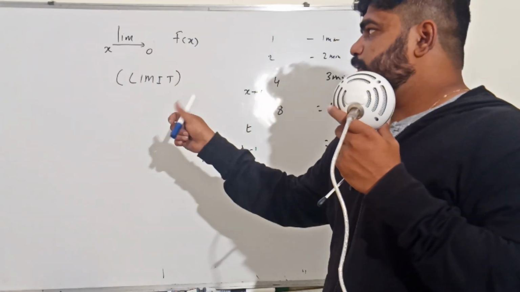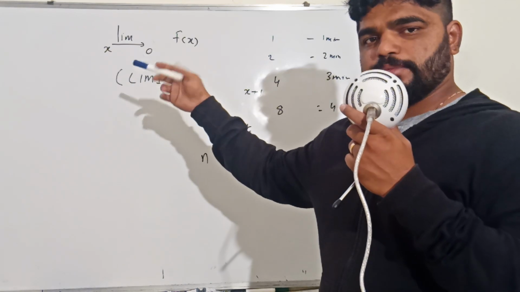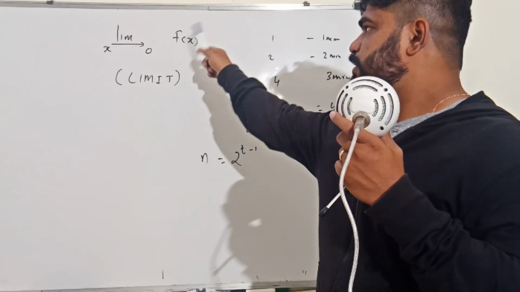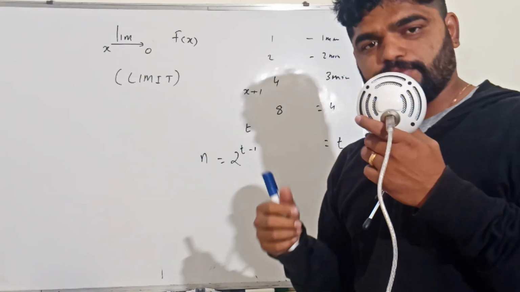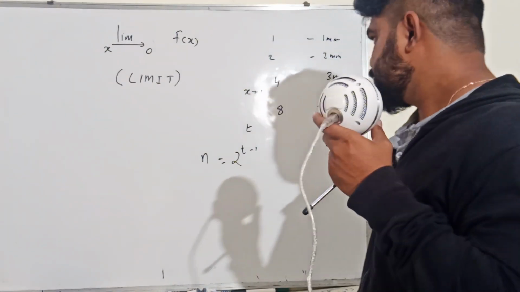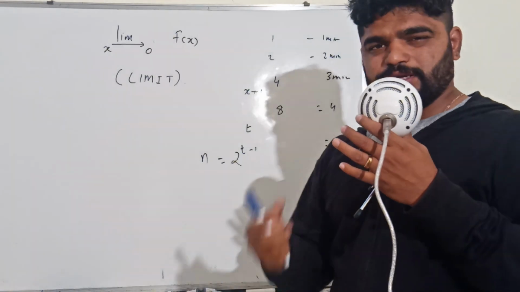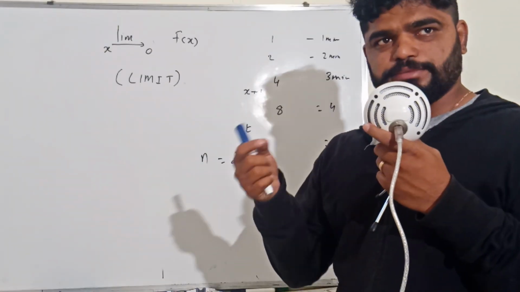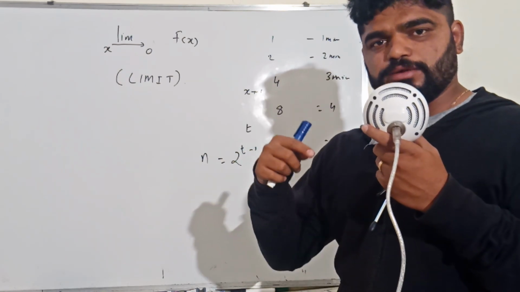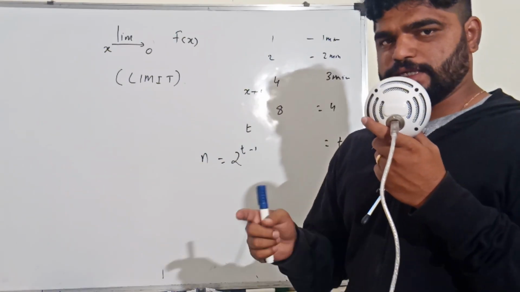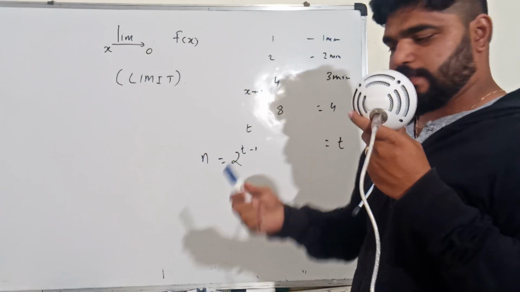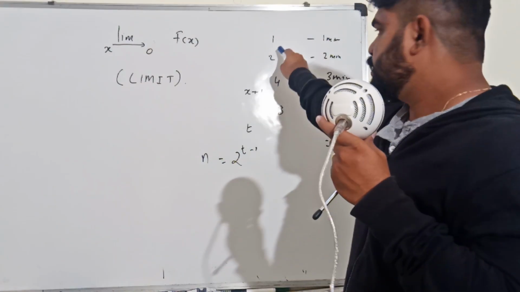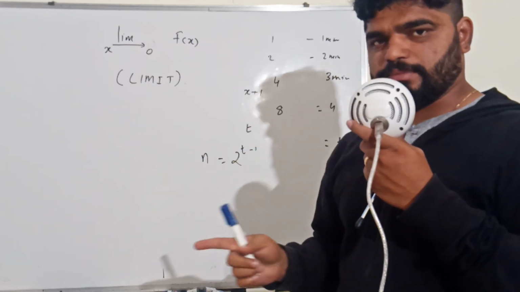Now limits, as you can see on the board, is written as limit x tends to 0 of function of x. First we have to understand what function of x is. If I give a vague example, say bacteria double every 1 minute. When I start a stopwatch, I start with one bacteria. After 1 minute, they are going to double and become 2 bacteria.